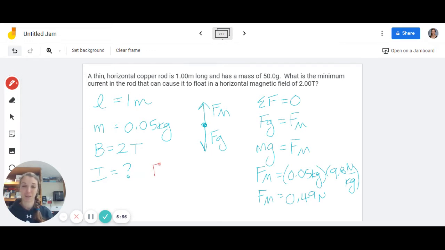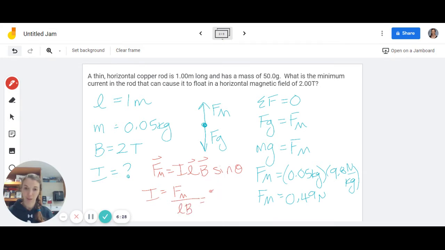So if I look at my equation sheet, I can see that force on a current carrying wire in a magnetic field is equal to the current times the length times the magnetic field times the sine of theta. And the magnetic field and the length and the force are all vectors. And so when I isolate my current, I get magnetic force divided by length times magnetic field.